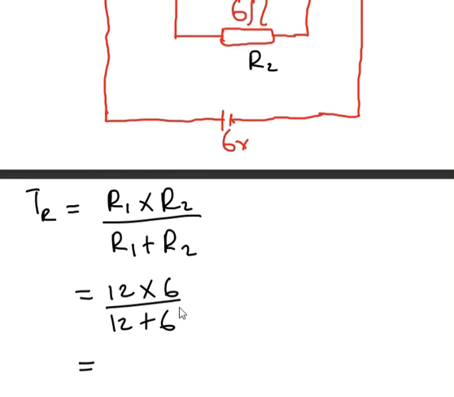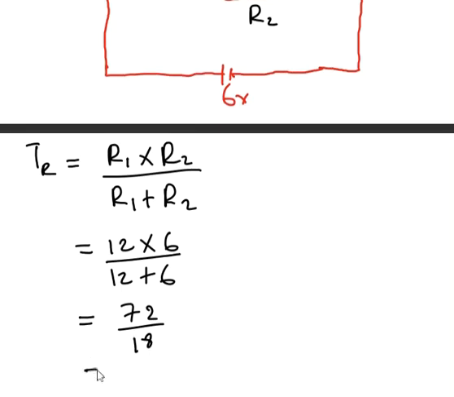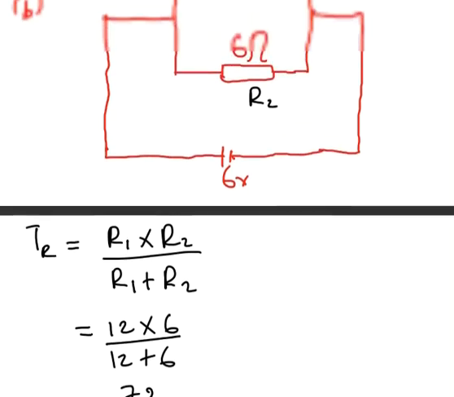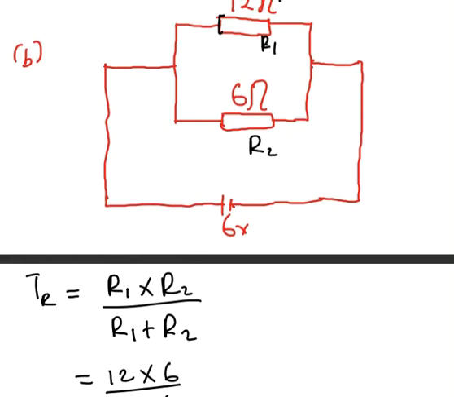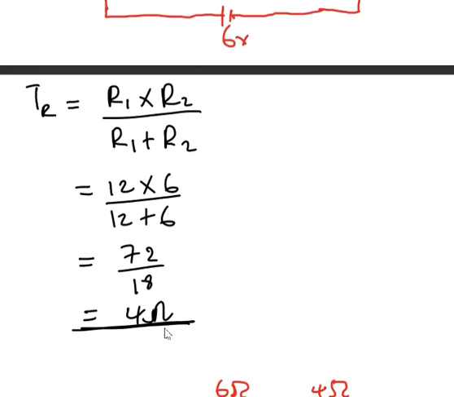So 12 times 6, that we get 72, and 12 plus 6, that we get 18. Tingopanga divide 72 divided by 18, that we get 4 ohms. Ndeti total resistance imene ikudutsa mu this circuit ndeti ndi 4 ohms.